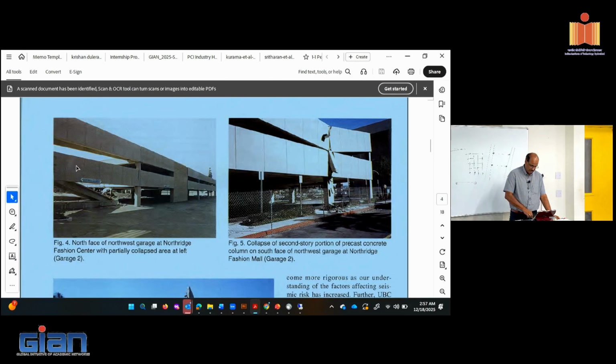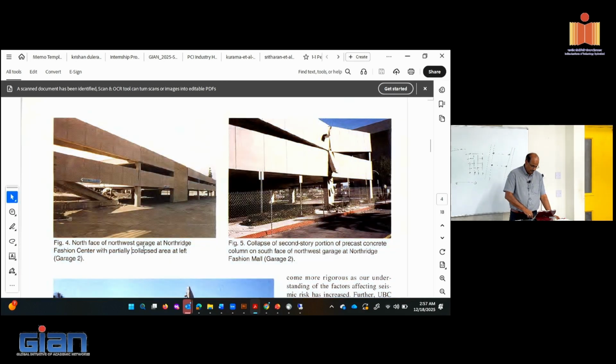This is another view. They had a big parking structure, and you can see different sides of the structure collapsed in different manners. There's a partial collapse of the structure seen here, and in this particular case, this column itself failed and took the floors down. This is the column that used to support these two beams, as you can see here.